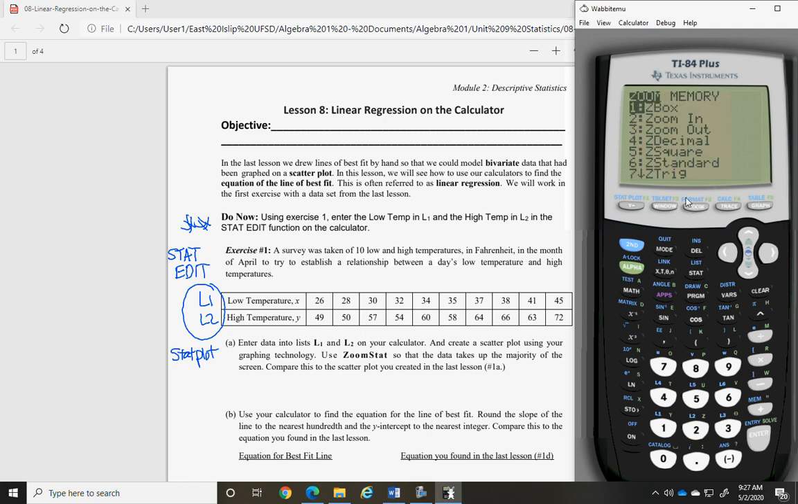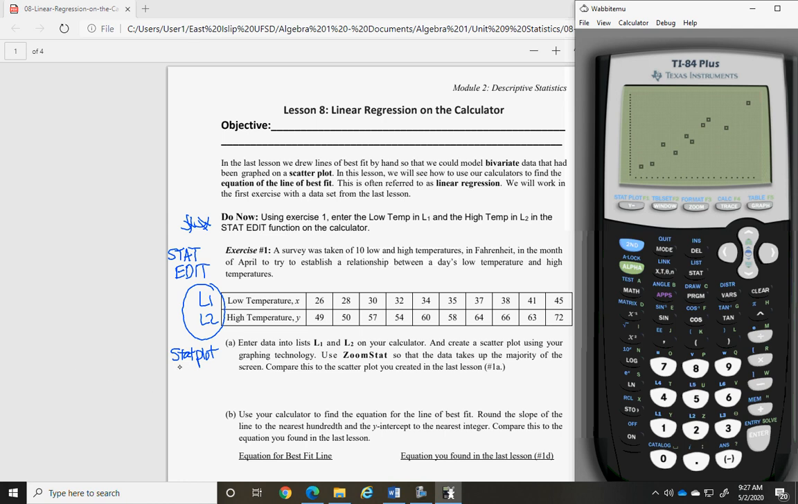I like to go to zoom. So far there have been 2 zoom features that we've used this year. We use zoom standard when we're doing typical algebraic graphs like linear equations, quadratic equations, exponential, things like that. And we go to zoom stat, which is number 9, when we're doing statistical plots. So if you can hit enter on number 9, you can see the scatter plot.